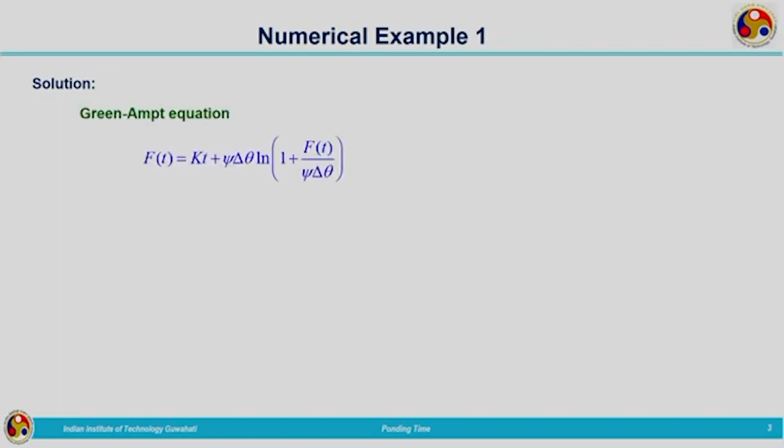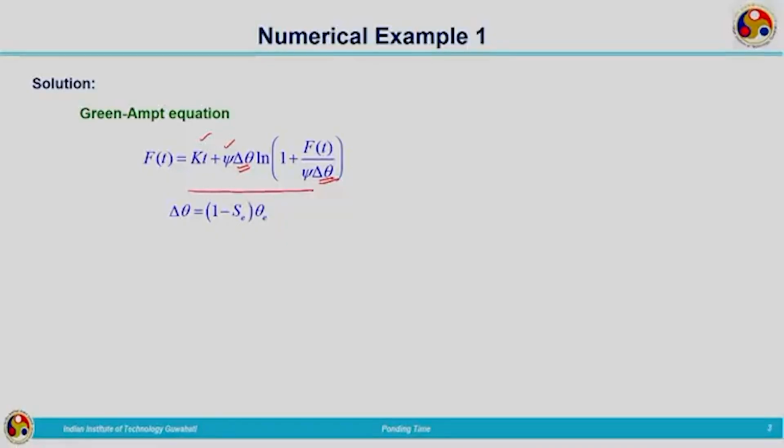The Green-Ampt equation is given by F of t is equal to Kt plus psi delta theta ln of 1 plus F of t divided by psi delta theta. Here K is given to us, psi is given to us, then what else? Delta theta is present, and we need to calculate it. For that we have already found an expression: delta theta is equal to 1 minus Se times theta E. Based on the effective saturation and effective porosity, we derived the equation for soil moisture deficit delta theta.